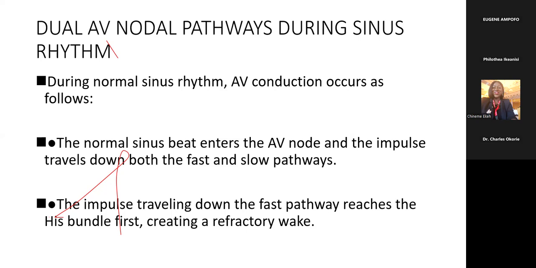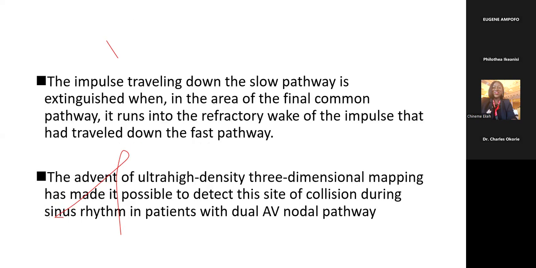pathways. Now, the impulse traveling down the fast pathway will reach the His bundle first, creating a refractory wake. That is, it reaches the His bundle and reaches its refractory period. Then the impulse traveling down the slow pathway is extinguished in the area of the final common pathway, where it runs into the refractory wake of the impulse that has traveled down the fast pathway. The advent of ultra-high density three-dimensional mapping has made it possible to detect this site of collision during sinus rhythm in patients with dual AV nodal pathways.